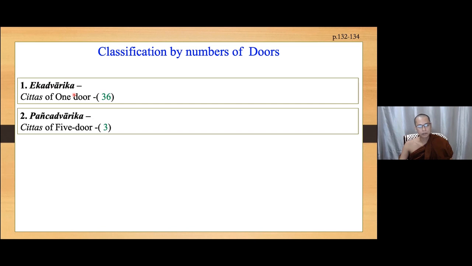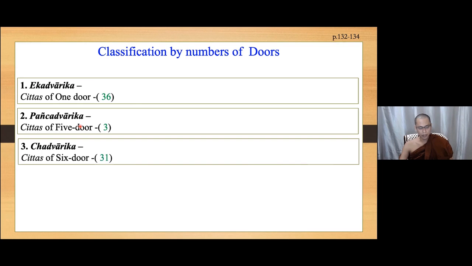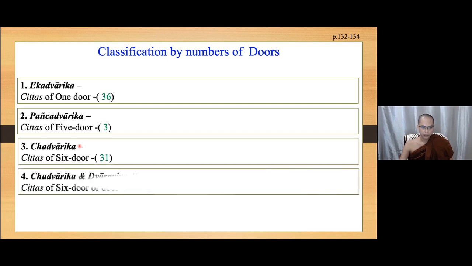So some consciousness arises in a single door, and some consciousness arises in relation to the 5 doors, and some consciousness related to the 6th door, Chatvarika Chitta. And some consciousness can be different. So sometimes they arise in the 6th door, sometimes they arise without any doors. So Dwara Vimutta, door free.